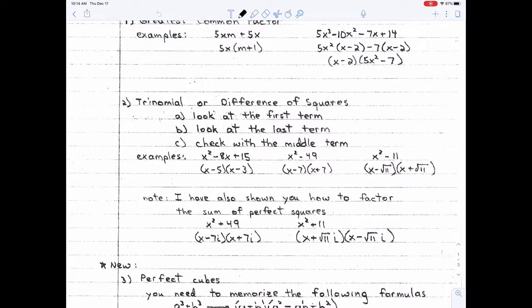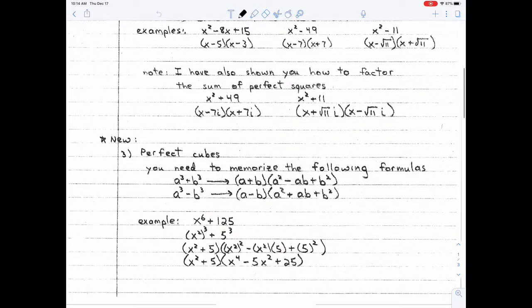Notice, originally when I taught you to factor, I said the difference of squares. But I've also since then shown you how to factor the sum of squares using imaginary numbers. Now, what's new? Factoring perfect cubes.